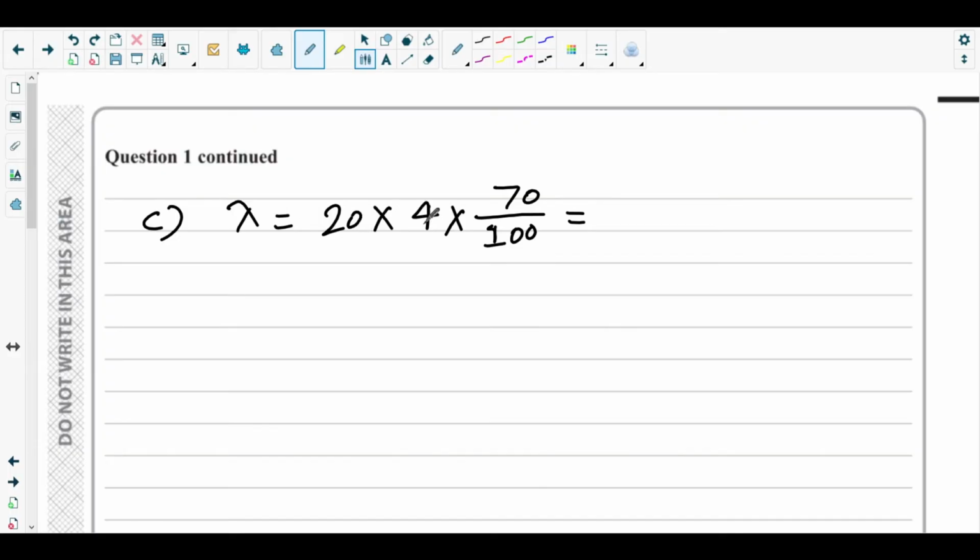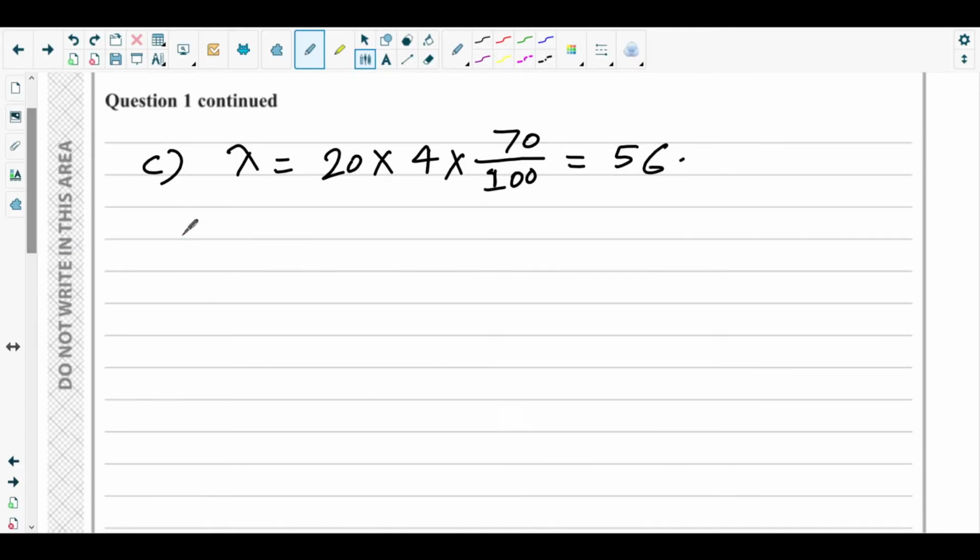So 2 times 4 is 8, and 8 times 7, that would give you 56. So lambda is 56. Now we can consider this as L, let's say litter items.